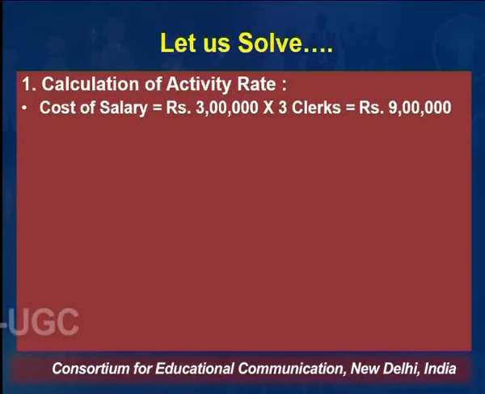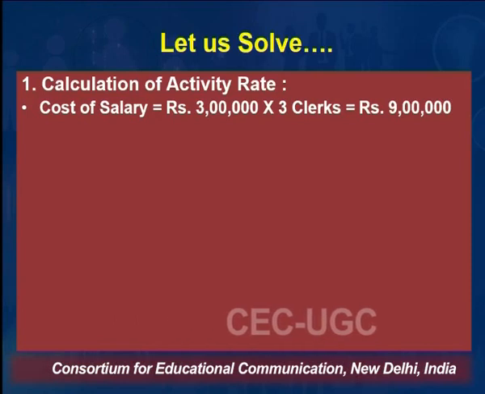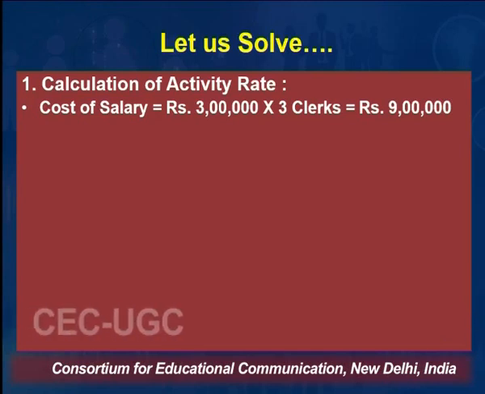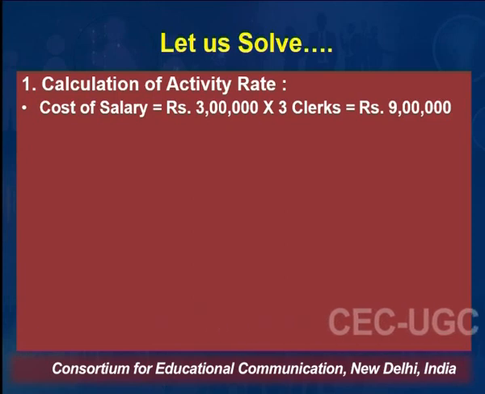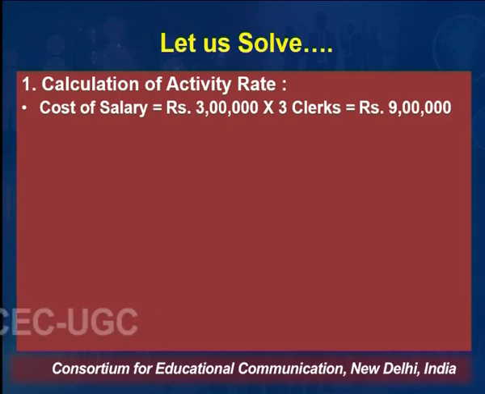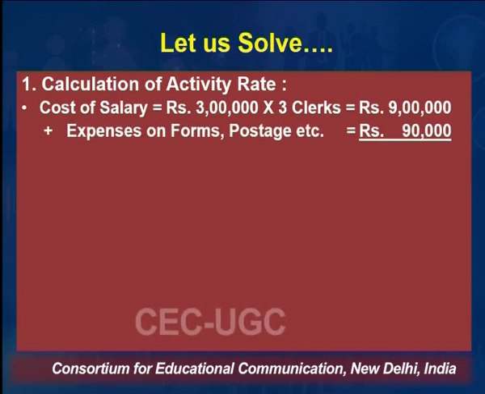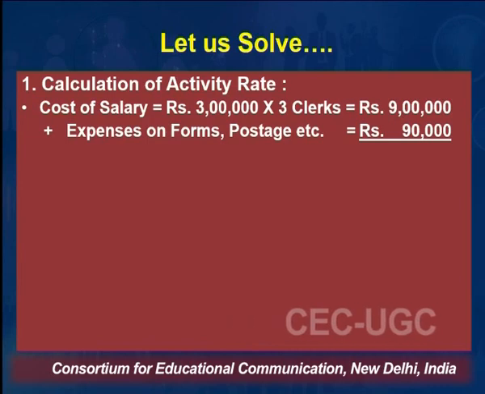So let us solve. First of all, I have to calculate the activity rate. Very simple. Cost of salary, I'll be calculating. The number of clerks appointed in this organization were 3, and the per annum salary was 3 lakh. So I have to calculate the cost of salaries. Very simple. We will be multiplying the annual salary of one clerk with the total number of clerks, that is 3 lakh into 3, and it gives me a value of rupees 9 lakh. So 9 lakh rupees is my total cost of salary.